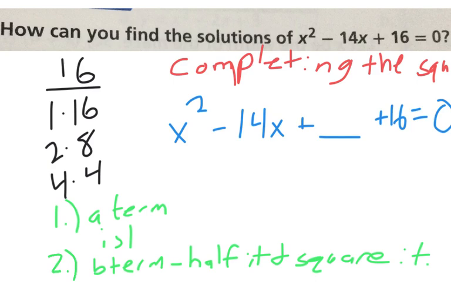So whatever number we get, once we've halved b and squared it, we want to add that number to both sides of my equation. So it's going to be a plus 49 here. And to keep our equation balanced, we have to add 49 to the other side as well.